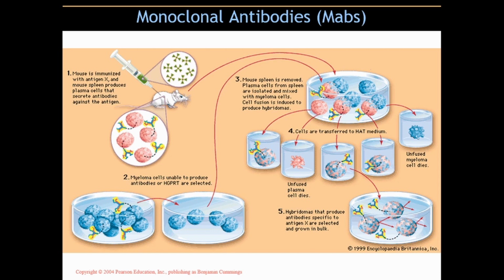So you have the B cells that then differentiate. They go through clonal selection and expansion and proliferation, and they make loads of these memory cells. The memory cells then produce the plasma cells, which then produce the antibodies. Okay? At the same time, we have myeloma cells that are unable to produce antibodies, or HGPRT. It's an enzyme. But we're not going to concern ourselves with HGPRT. We're going to concern ourselves with the antibodies.